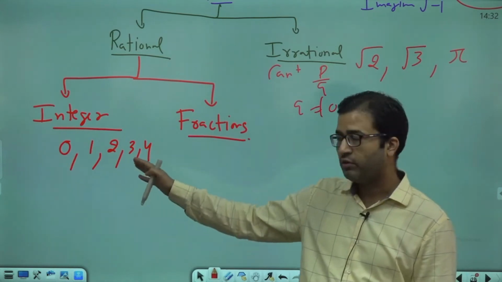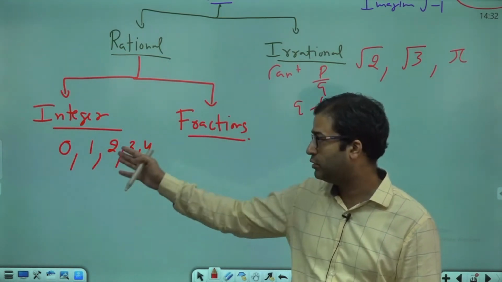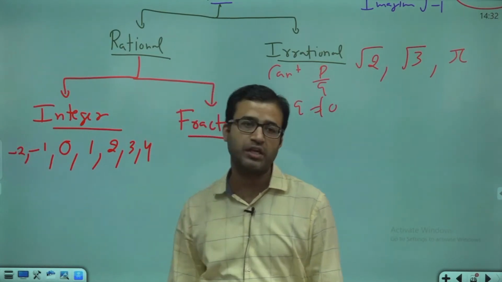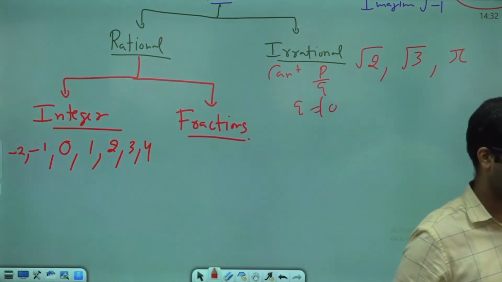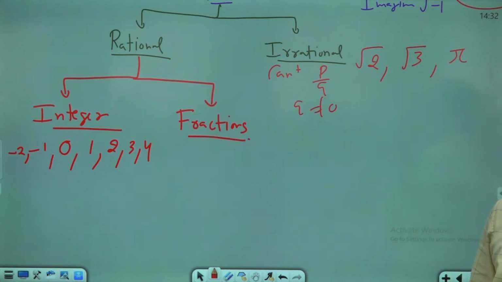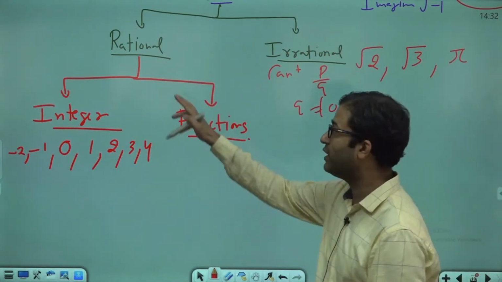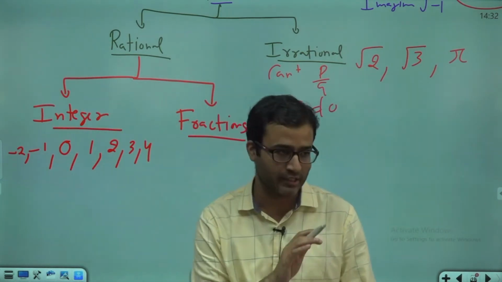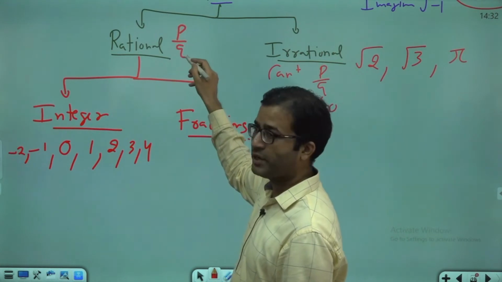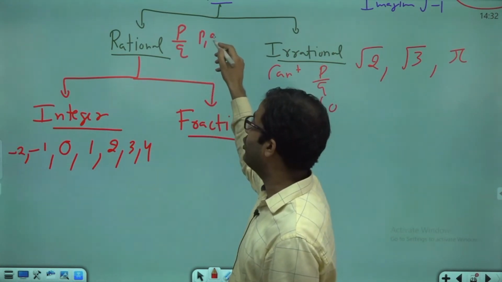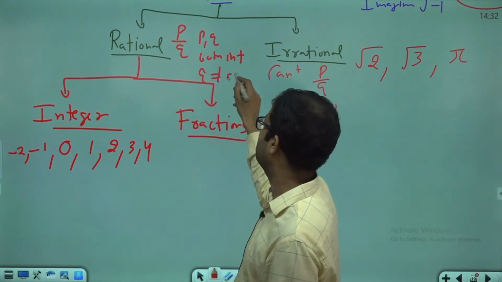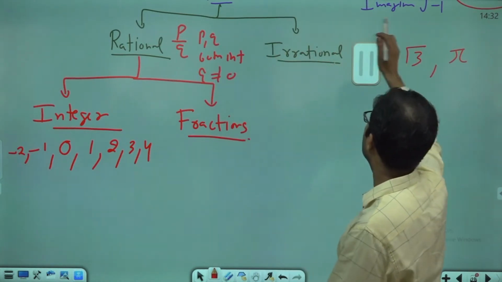So we have 1, 2, 3, 4, 5 and so on, 0, -1, -2, -3. So these are integers. I'm going to ask one conceptual question and let me see who will reply. But before that, I repeat the definition of a rational number. A rational number we can express in the form of P by Q, where P and Q are both integers and Q is not equal to 0. All of you, okay?